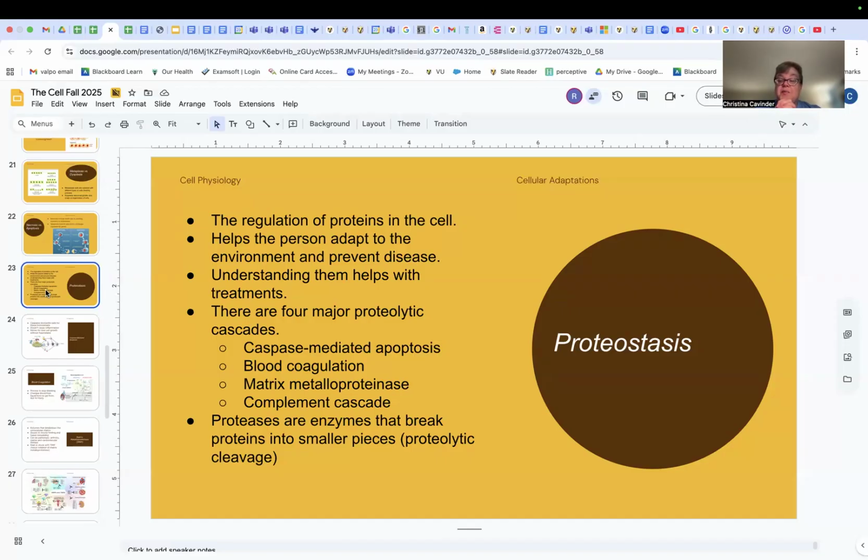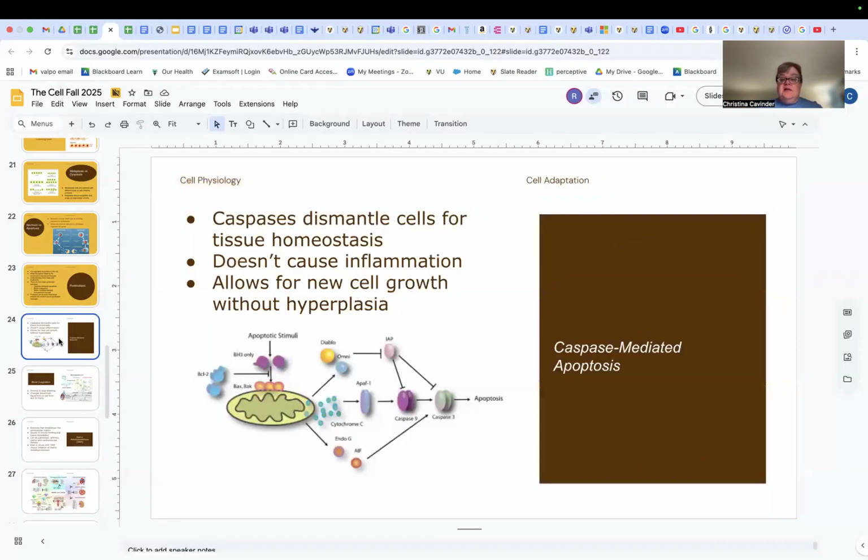So there are 4 major proteolytic cascades, and we're going to go through them. Proteases are enzymes that break down proteins into smaller pieces. So we call that proteolytic cleavage. So the first one we're going to look at is the caspase-mediated apoptosis. So we already know what happens with apoptosis, right? So these caspases dismantle cells for tissue homeostasis.